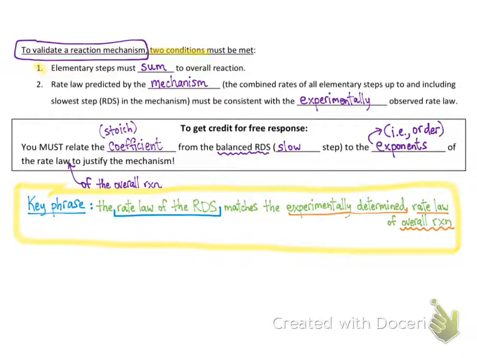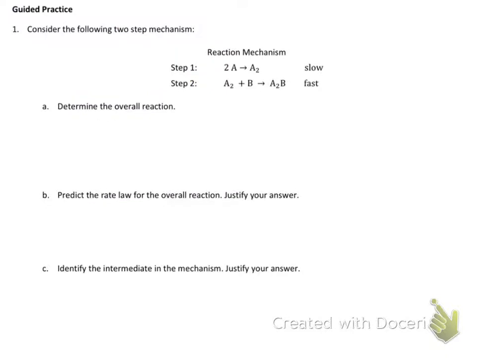Okay, let's take a look at what this might look like in an actual practice problem. They have given us a two-step mechanism, and notice in this mechanism they've labeled the first step as slow and the second step as fast. The slow step came first, so, well, actually it doesn't matter what order it came in. Whichever one is slow is your rate determining step, but it is convenient it came first.